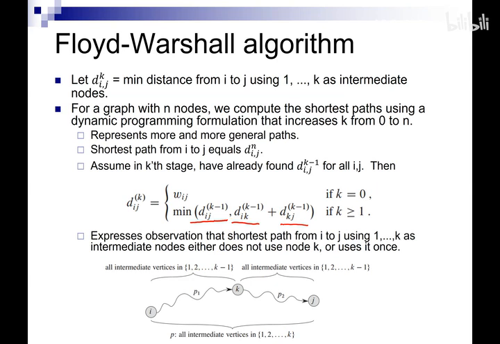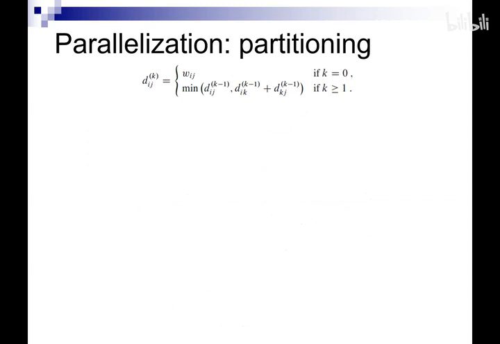Okay, now all of these quantities that I underlined were computed in the previous k minus 1 stage. So we have all of these values. Therefore we can plug them in and get the dijk values for this stage. So that is the dp for Floyd-Warshall.